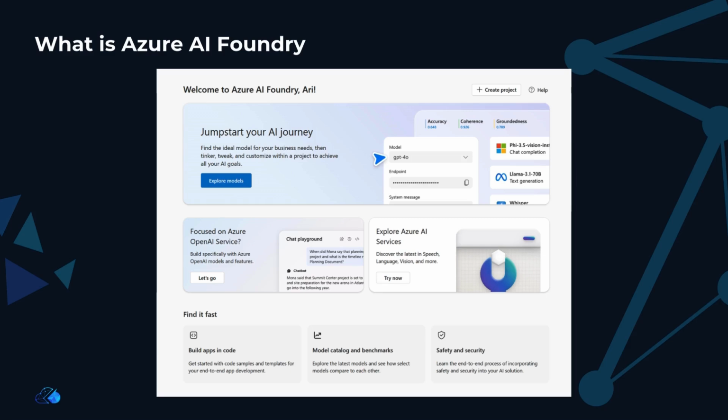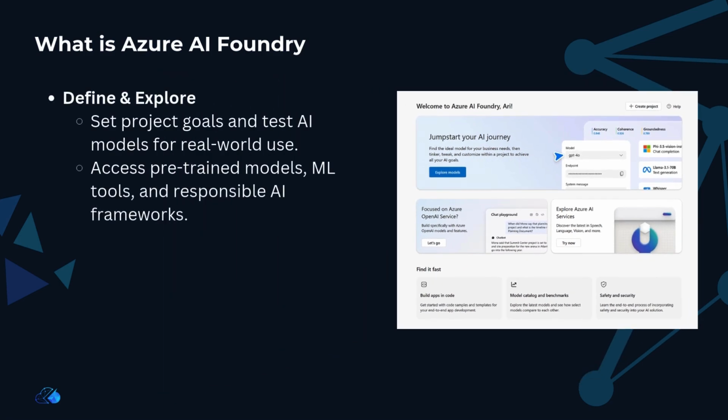The Azure AI Foundry portal is organized around your goals. Generally, as you develop with Azure AI, you will likely go through a few distinct stages of project development. The first one is going to be define and explore. In this stage, you define your project goals and then explore and test models and services against your use case to find the ones that enable you to achieve your goals.